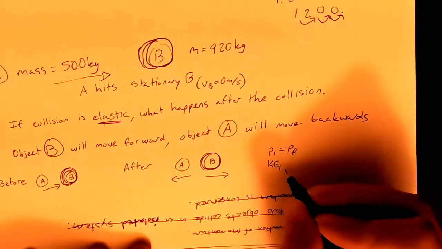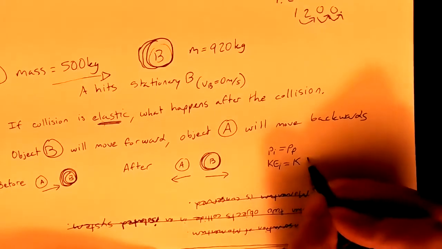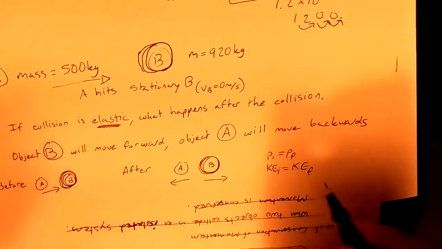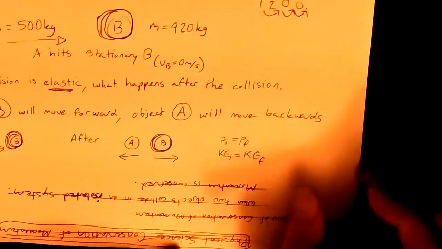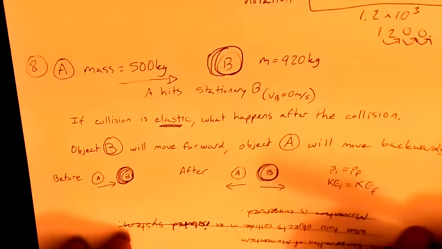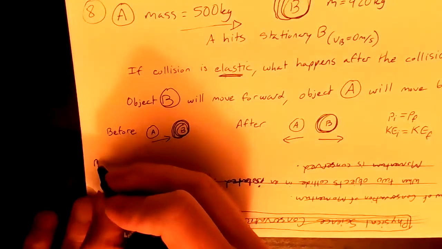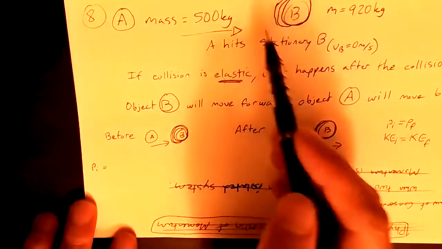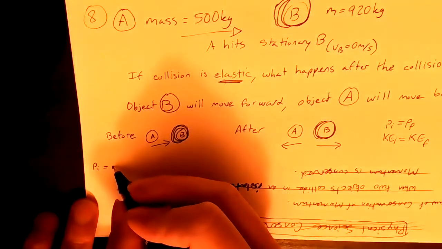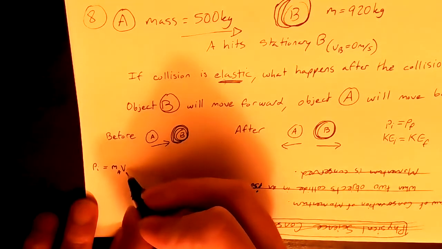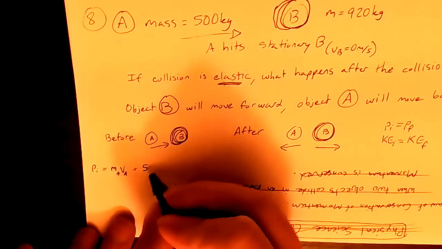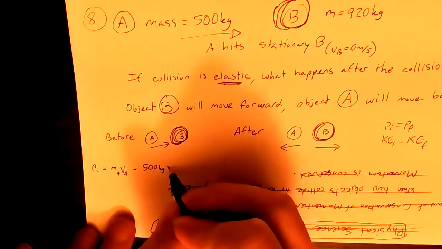And if it's an elastic collision, you know that momentum is conserved and kinetic energy is conserved. So let's look at the initial momentum. B is not moving, so it doesn't have any momentum to contribute. So it is just MA times VA, which is 500 kilograms times VA.